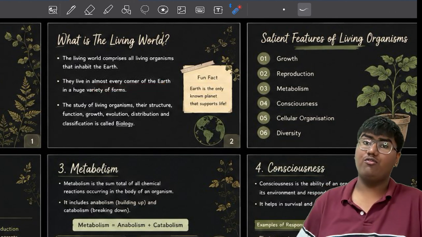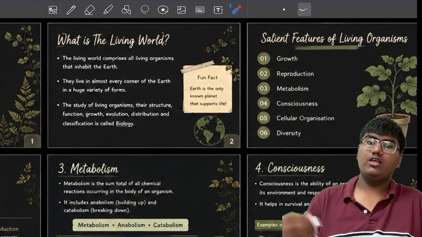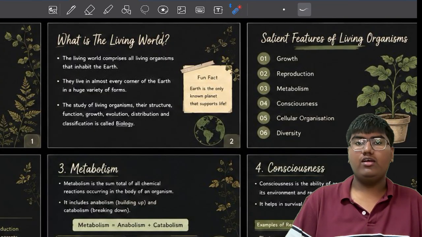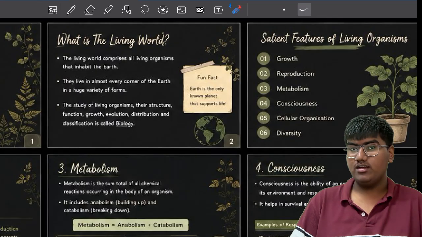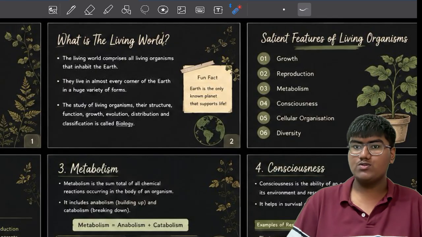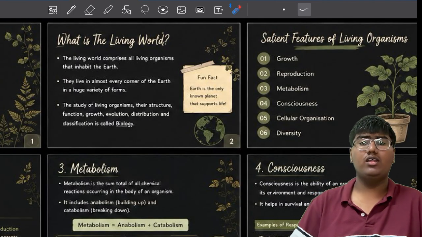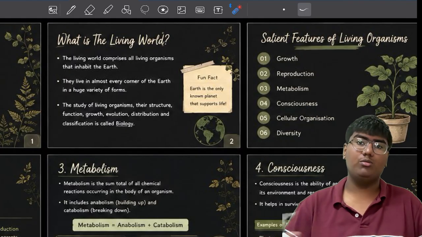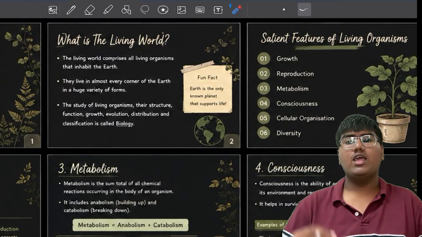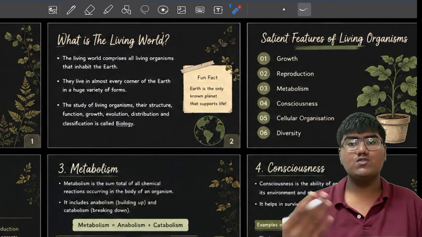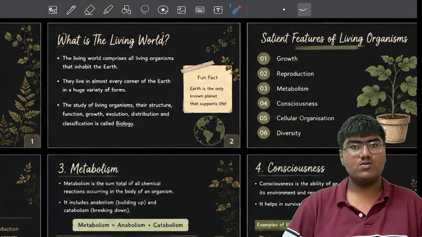They live in almost every corner of this earth. We can't imagine there are so many bacteria that live in acidic places also, and they also live in extreme salty areas, in marshes, and in extreme conditions where we can't even imagine that life exists. So they survive in very extreme conditions also.